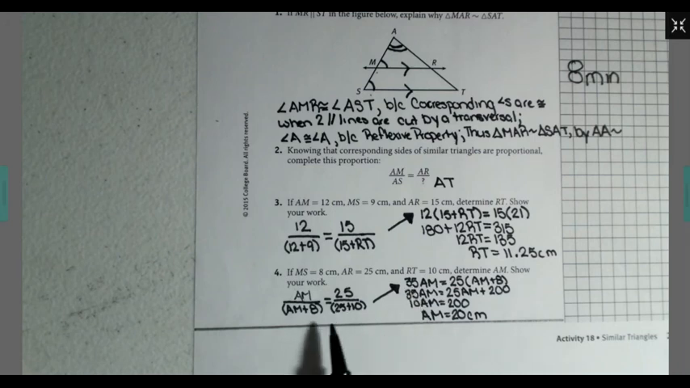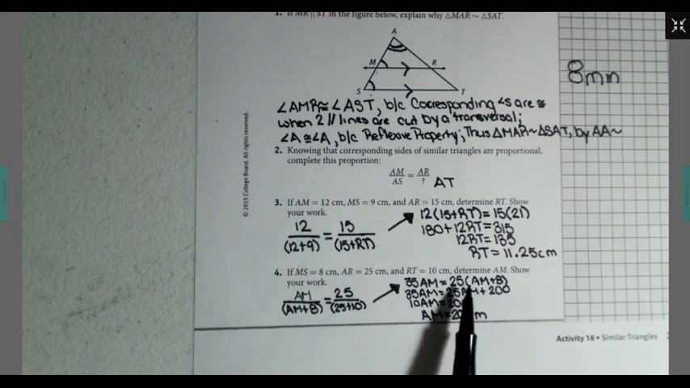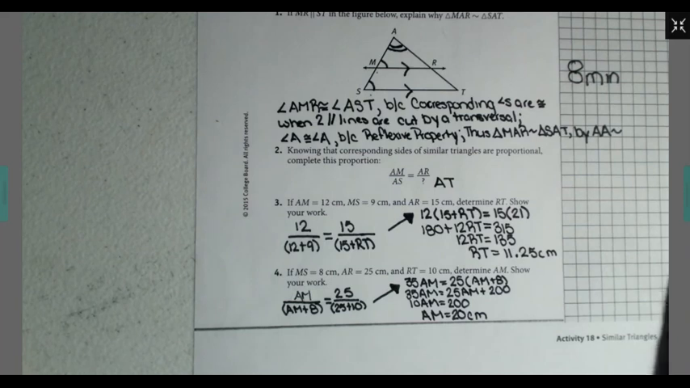So that gave me 35 times AM whenever I did my cross multiplication. And then I had 25 times AM plus 8. Then I had to do the subtraction property with my 25 AM after I did the distributive property up there. That gave me 10 AM equals 200 and divided by 10 to get AM equal to 20 centimeters. On to the next set of problems.